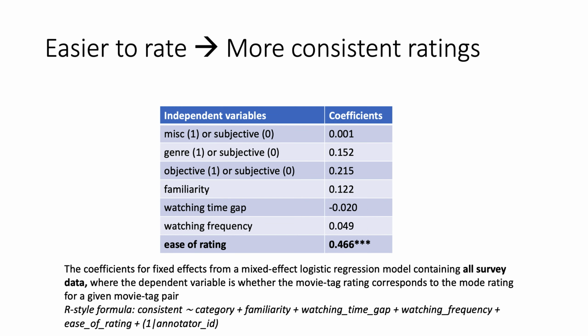Finally, we wanted to find out what rating inconsistency is associated with. And to answer this question, we ran a mixed effect logistic regression model on the whole dataset, where our dependent variable was the binary variable indicating whether the rating was consistent with the mode rating for a given movie tag pair, and our independent variable included annotator answers to our survey questions and the category of the tag. We found out that the only one and the strongest predictor of whether the annotator is going to provide a consistent rating to a movie tag pair is how easy the annotator finds it to provide the rating. In particular, we see a 59% increase in the odds of consistent rating for a 1 unit increase in the ease of rating.